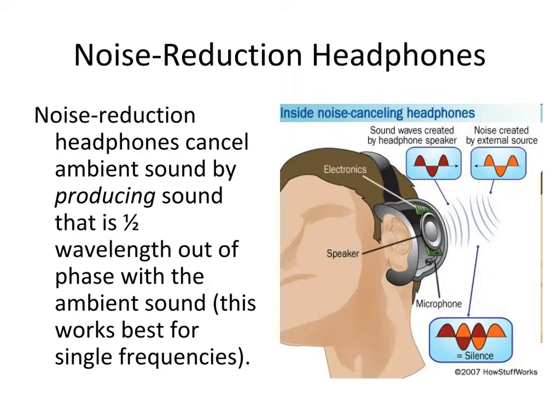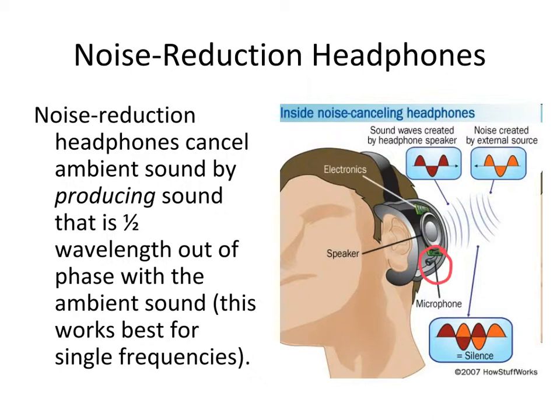So the sound coming from outside is half a wavelength out of phase with a sound that is produced by a speaker inside the headphones after the microphone inside listens to the sound coming from the outside. So this little microphone here records the sound from outside and then changes its phase by half a wavelength.